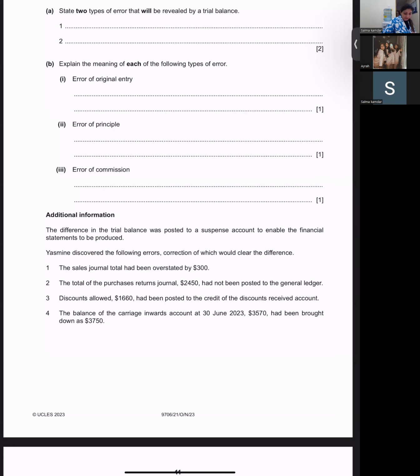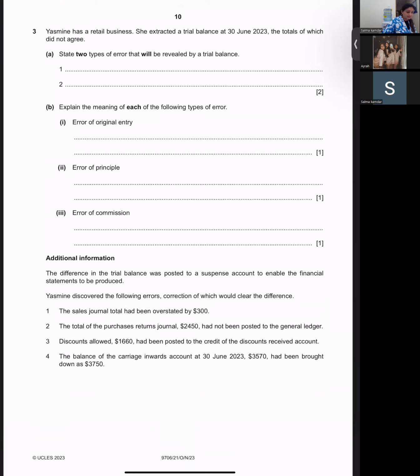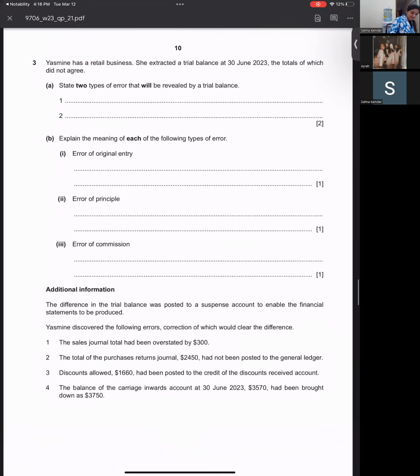We are doing October-November 23, paper 21. Question number 3, which is of errors. Name 2 errors that would be revealed by a trial balance.